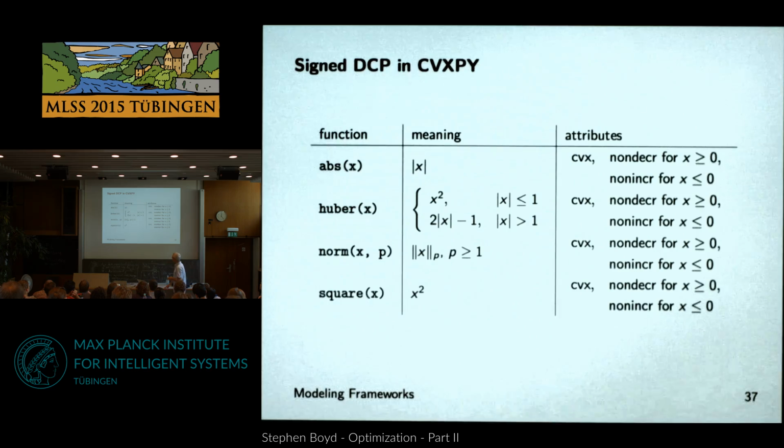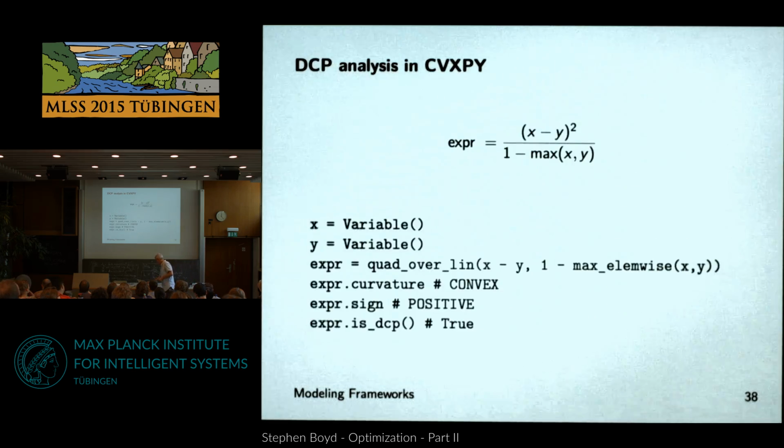Okay. So here you can do signed DCP, right? So for example, you would have abs of x is convex, it's non-decreasing and non-increasing and so on, right? And that allows you to match things. The way you would check, here was our example before, and if you wanted to check that, you would simply write x is a variable, y is a variable, and form that expression. And then you would say expression.curvature, and if you're doing this in interactive mode, it will simply type back convex, right? If you say expression.sign, it'll come back and say it's positive, meaning it's non-negative, right?